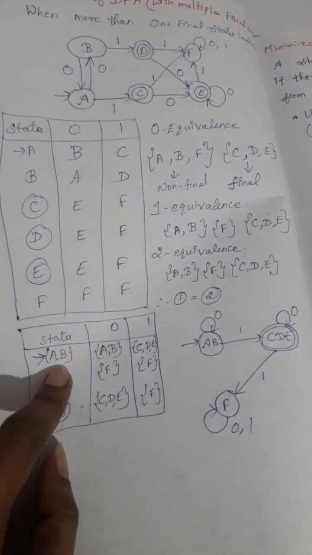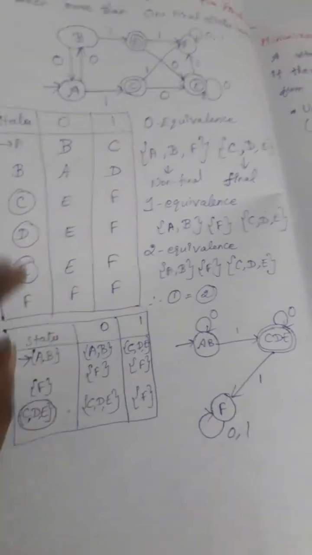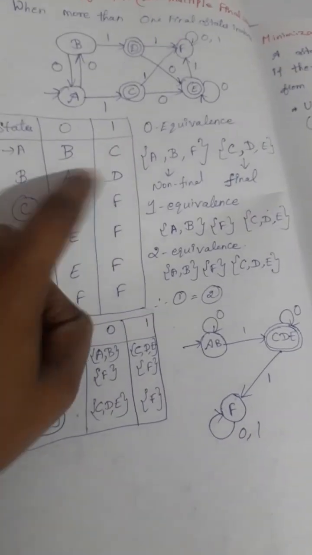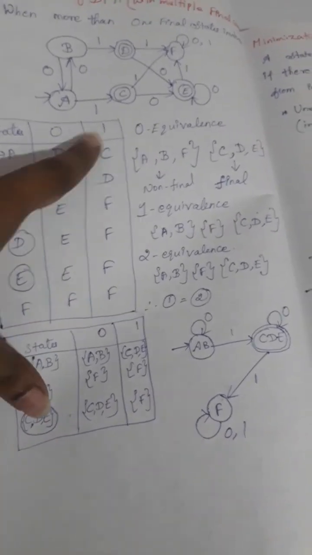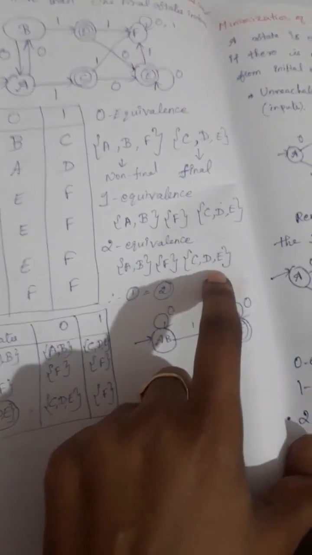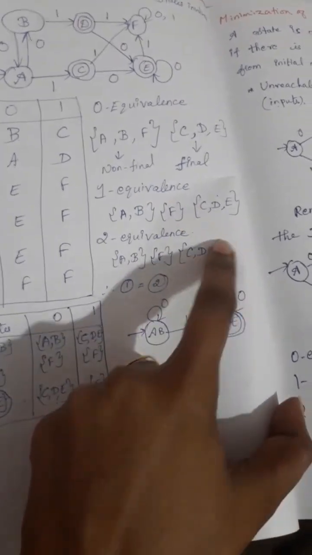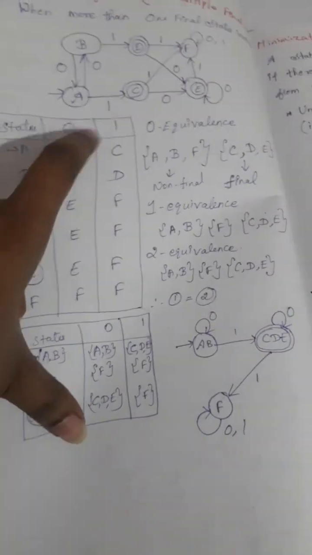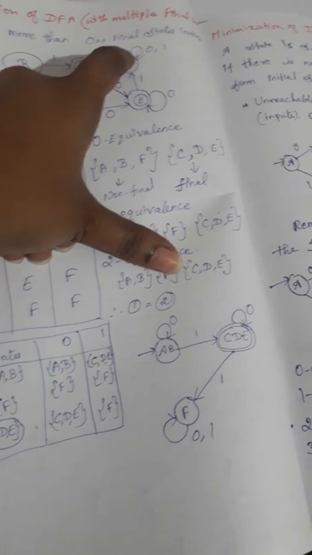Then again AB on getting input 1: A on getting input 1 comes to C, B on getting input 1 comes to D. We are combining this C and D. We don't have states as C and D separately. So we are mentioning here as C, D, E, this state. Then F. F on getting input 0 and 1 stays in F itself.